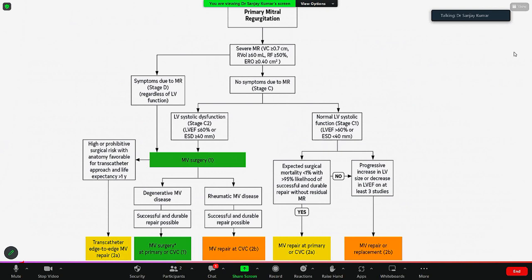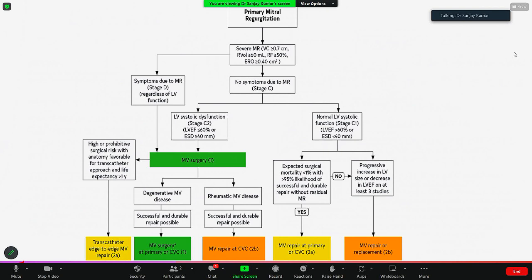And if there is a high or prohibitive surgical risk, and the anatomy appears favorable for a transcatheter approach, and life expectancy is more than one year, then transcatheter treatment, because now you know that transcatheter treatment for mitral valve regurgitation, which is the edge-to-edge repair, to get effective coaptation of those leaflets, is coming more and more into the picture, and that forms in fact the class 2A indication.